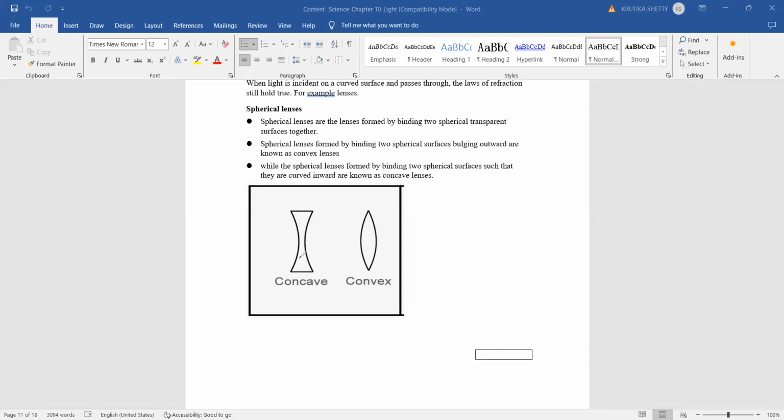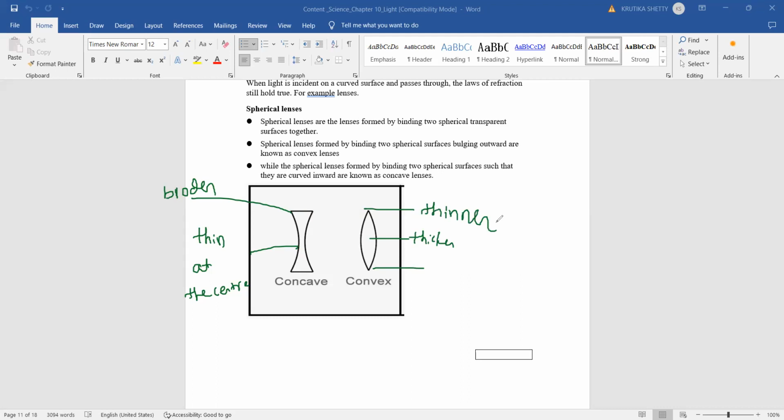For the concave lens, it is thin at the center. Concave lenses are thin at the center and at the edges it is broader. In short, you can say it is thicker at the edges and thinner at the center. If you see the convex lens, it is the reverse of that: at the center it is thicker, and at the edges it is thinner. This is called the convex lens. So, concave lens, convex lens.